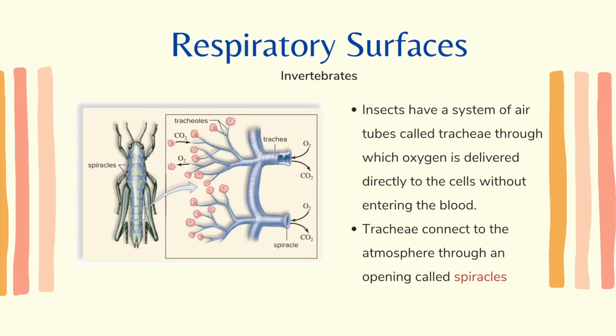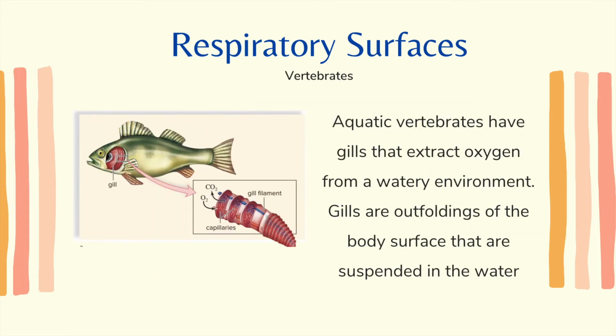Insects have a system of air tubes called tracheae, through which oxygen is delivered directly to the cells without entering the blood. Air sacs located near the wings, legs, and abdomen act as bellows to help move the air into the tubes through external openings called the spiracles. Most aquatic organisms have gills, which are highly folded structures containing blood vessels that exchange gases with water across a thin layer of epithelium. Gills occur in some vertebrates such as fishes and amphibians, and in invertebrates such as mollusks.